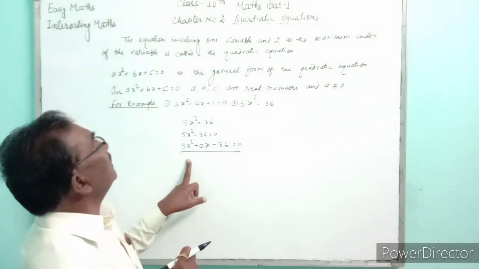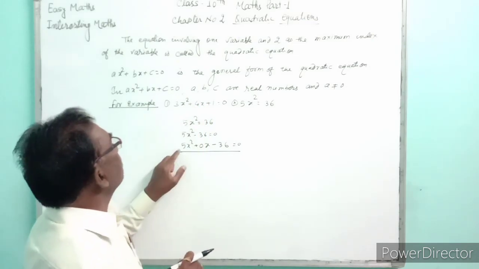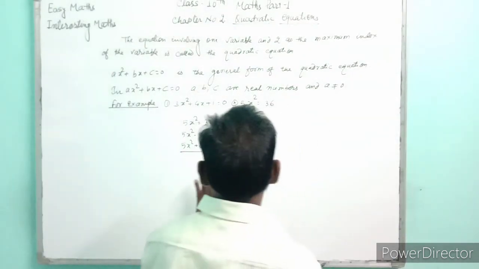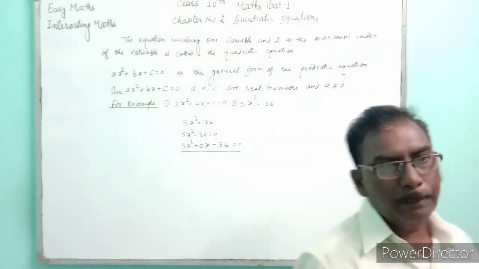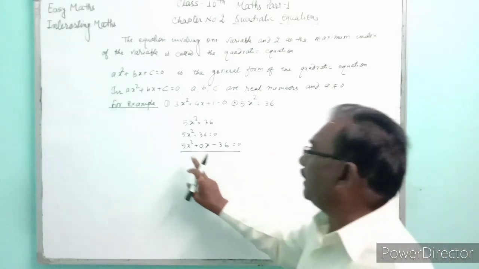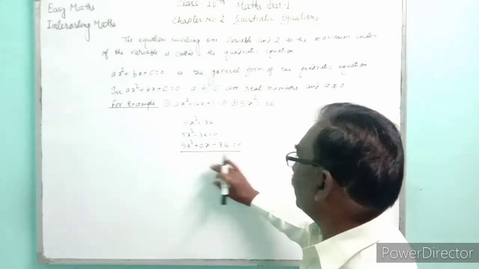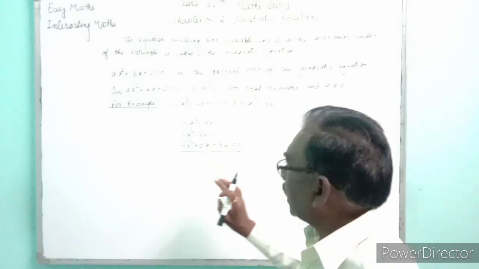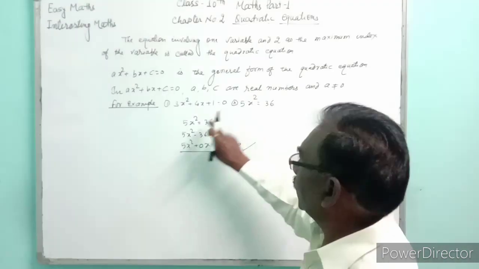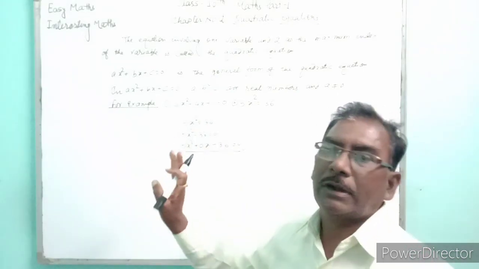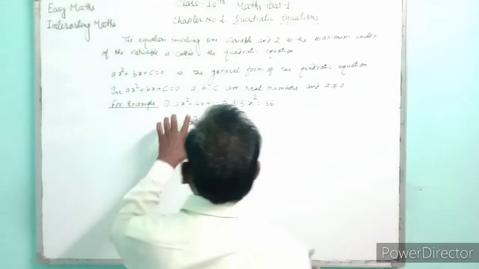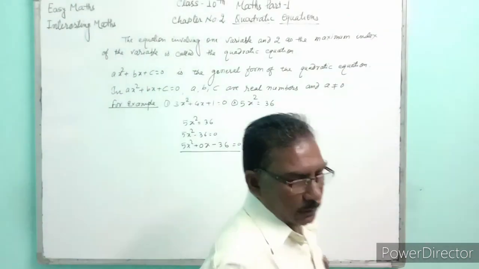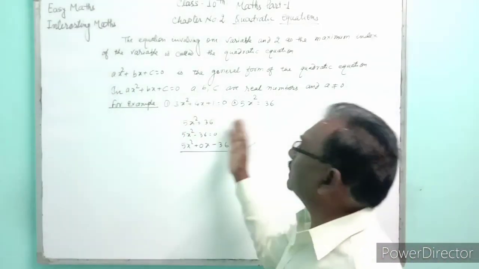This equation fulfills the conditions of a quadratic equation because 5, 0 and minus 36 are real numbers, 5 is not equal to 0, and x is the only variable and the maximum index of the variable is 2. Therefore, this is a quadratic equation. 5x square plus 0x minus 36 is a quadratic equation. Therefore, the given equation 5x square is equal to 36 is a quadratic equation. So, 3x square plus 4x plus 1 is equal to 0 is a quadratic equation, and 5x square is equal to 36 is also a quadratic equation. These are the examples of quadratic equation.